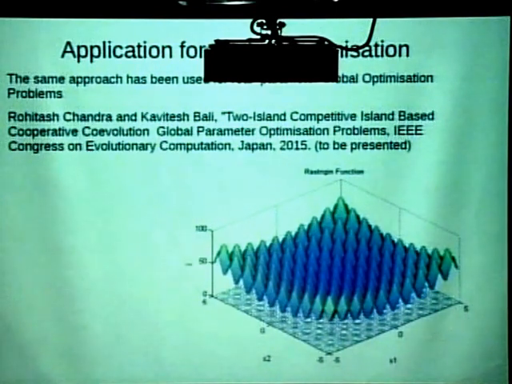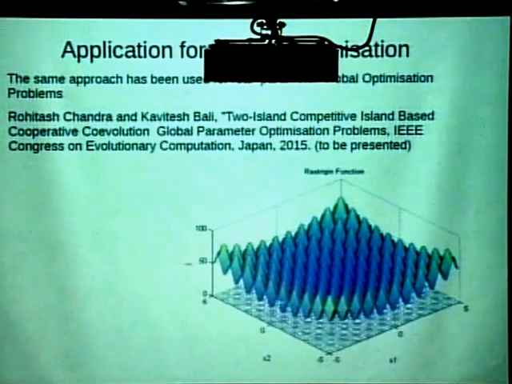What we did from last year, after we saw this was quite good, was that one of my master's students, Kavitesh Bali, started to use that algorithm and apply it to global parameter optimization problems. Next month, in May, we are going to present that in Japan. It's the same algorithm, but these are very difficult problems. This is one instance of the problem, with a Rastrigin function.